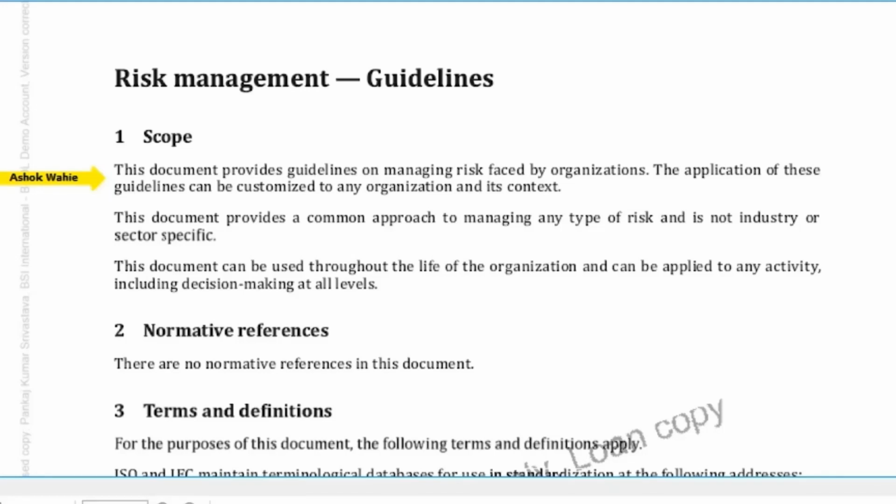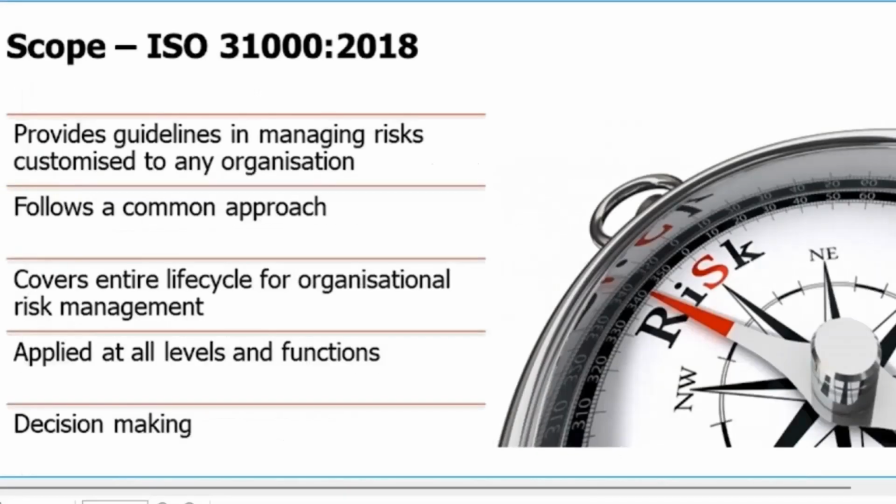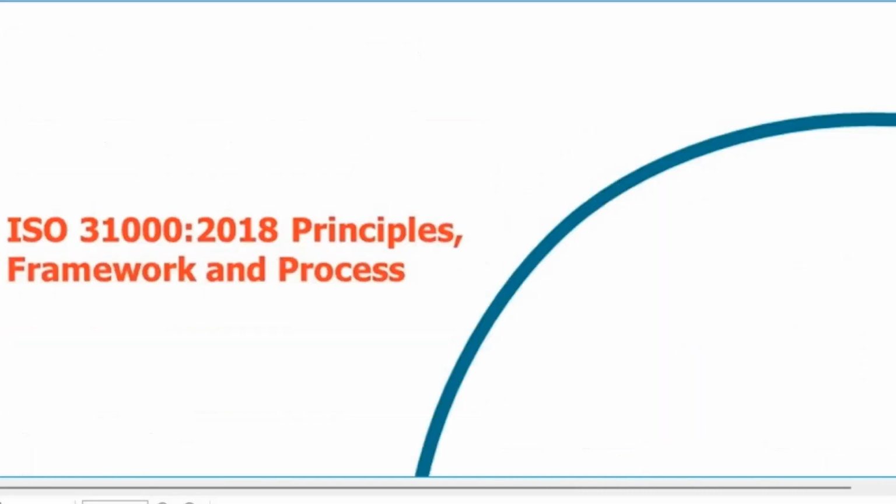It can be applied to any activity. So if you want to take a decision for activity one, process one, procedure one, function one, or at a strategic level, it helps you to take a decision at any level, throughout the life of the organization. So this is the scope which is given in the standard. I'm reading word by word so that you don't miss out. This is what is given in the slide. Any questions on the scope of ISO 31000?